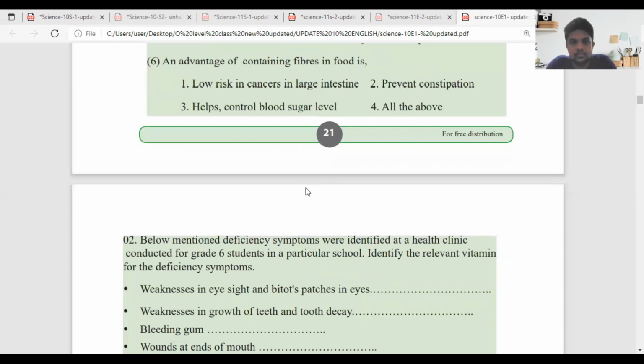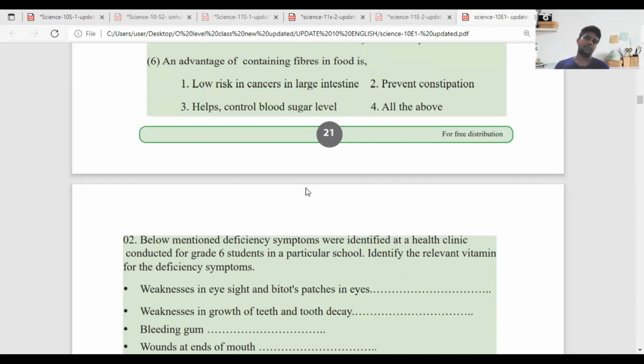An advantage of containing fibers in food is, third answer, helps control blood sugar level. That is also correct, Daru. But when we go through the other answers, lower the risk of cancer in the large intestine. Here, we are not learning about the fibers. In this chapter, we are not focusing on fibers, but fibers are also a part of our meal.